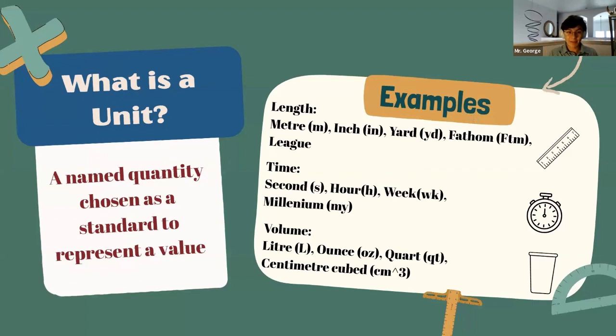Well, a unit is a named quantity chosen as a standard to represent a value. Now, one thing that I learned from my studies is that units are mostly arbitrary. Can anyone tell me what arbitrary means? Arbitrary means basically that it's decided by some unknown force.